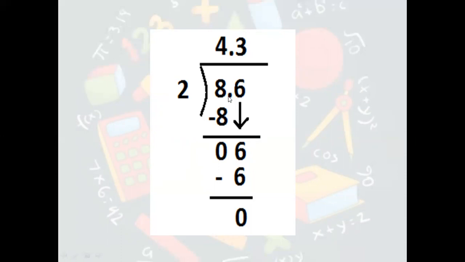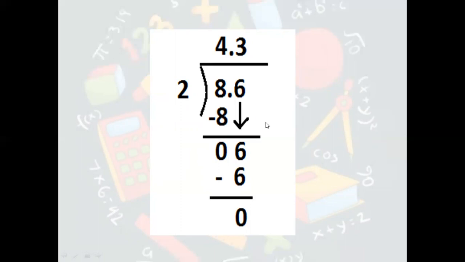After you finish, you have to place the decimal point. So where do you place it? Right above the decimal point which is in the dividend. This is only when the dividend has a decimal point and the divisor does not. In both the examples we saw, the divisor, the number by which we are dividing, does not have a decimal point. This is easier.